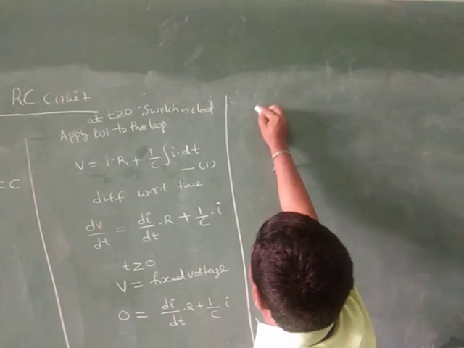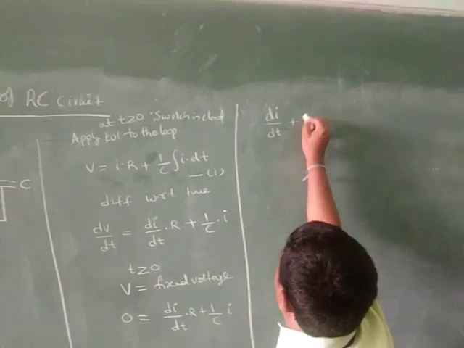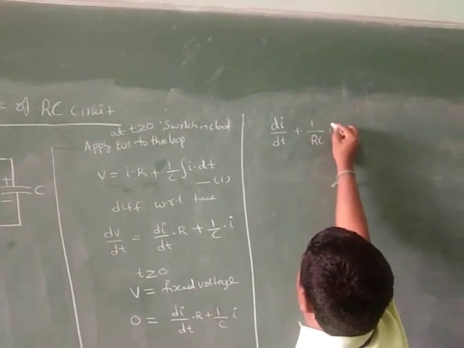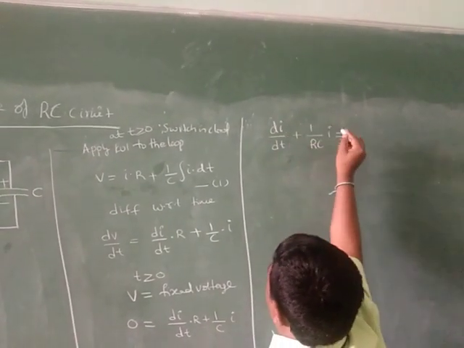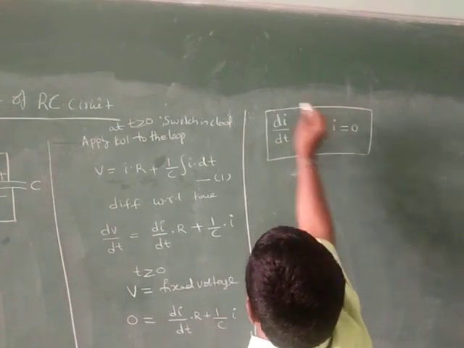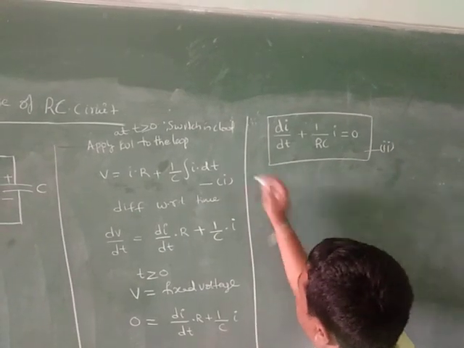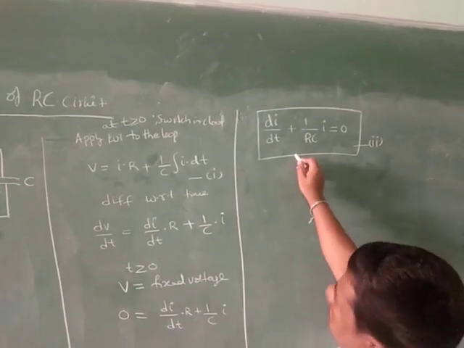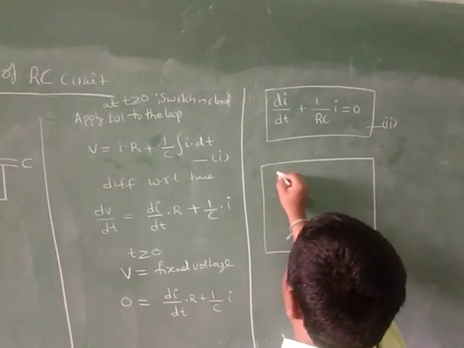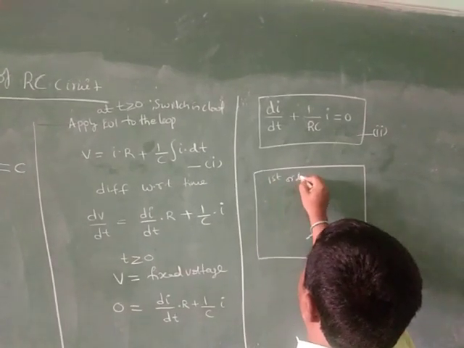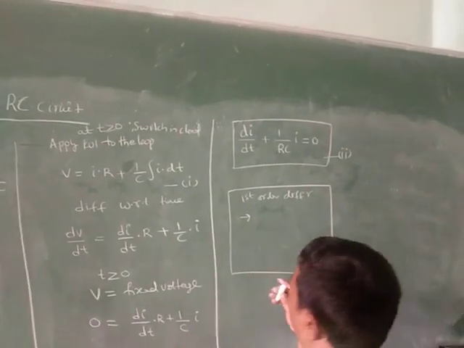Then di by dt plus 1 by RC into I is equal to 0. This is the differential equation, equation number 2. This is equation 1. This is a first order differential equation. Already you must know the first order differential equation. The property is that there is only one reactive element.